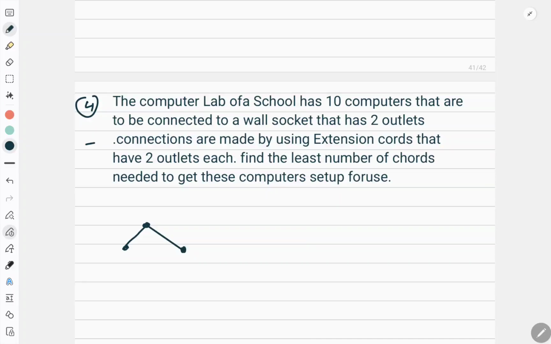Now connections are made by using extension cords that have 2 outlets each. Suppose this is an outlet, right? So I can fix one socket here. If I fix one socket here, what will happen? The socket has 2 outputs. So at one output I can put a computer and at the other output I have to put another socket. Right? So now here again I can put one computer. Then again I can put one socket and here I can fix one computer.